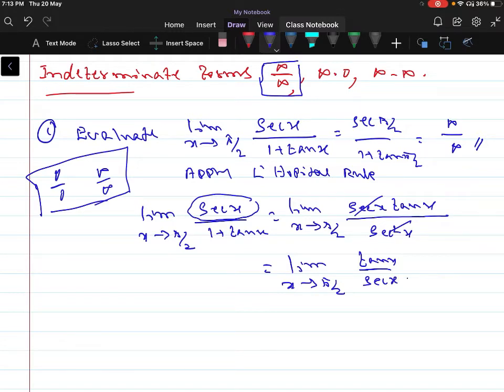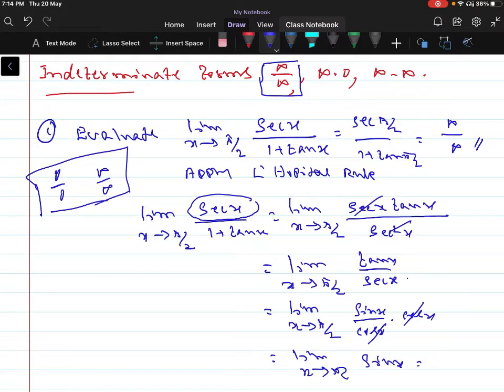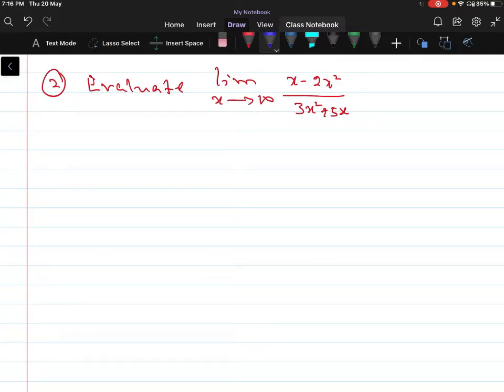This is equal to limit as x approaches pi by 2 of tan x, which can be written as sin x by cos x, and 1 by sec x can be written as cos x. Cos x is cancelled. So now let us apply the limit as x approaches pi by 2 for the function sin x. When x equals pi by 2, sin pi by 2 is 1. So the limit is 1.